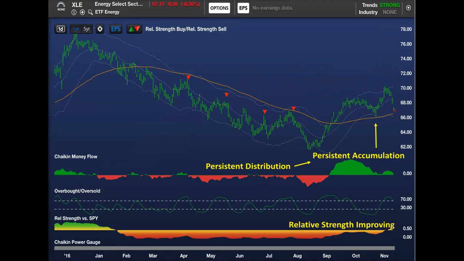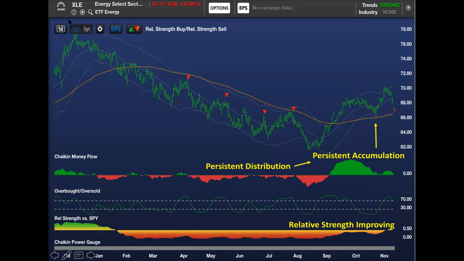Now, energy went into a downtrend in late January, early February, and the relative strength to the S&P turned negative. It was under persistent distribution. We got relative strength sell signals. They work as well in the ETFs as they do in stocks. And then something changed. Energy broke the downtrend as crude oil went above $50 a barrel, then went above 55, traded up to 57 the other day. And now you have persistent accumulation.